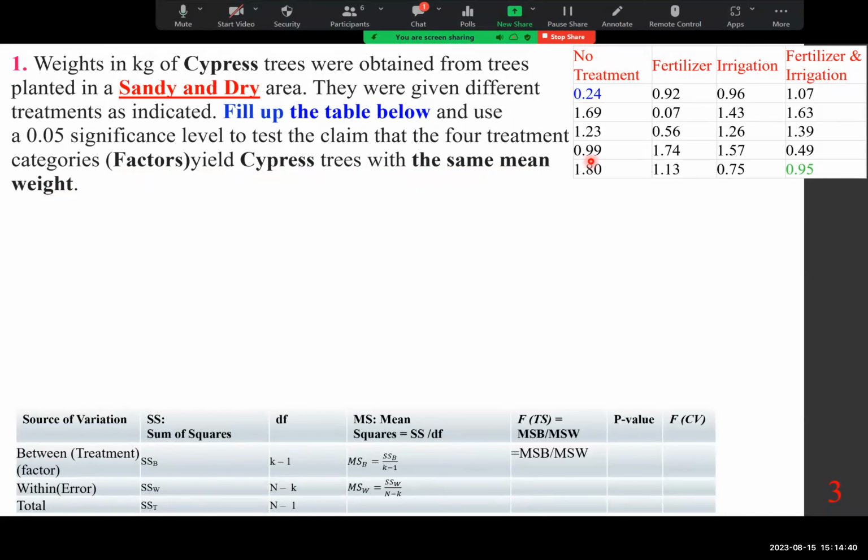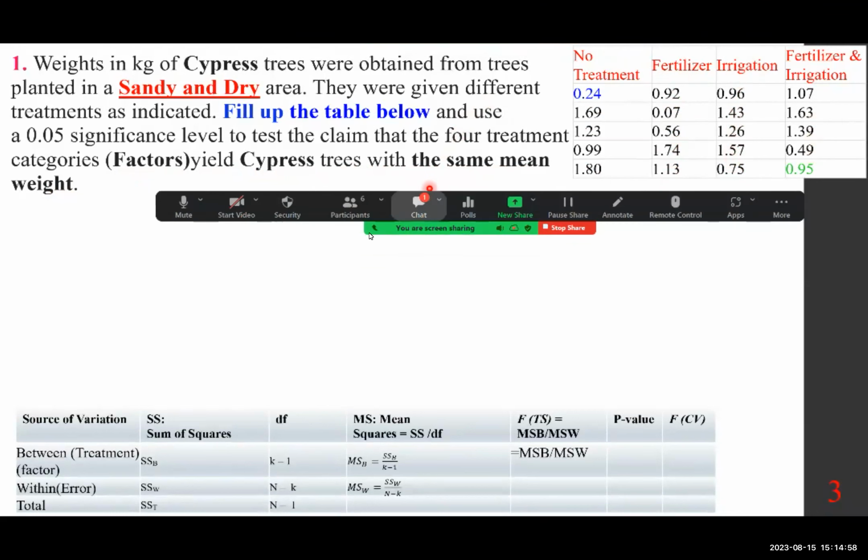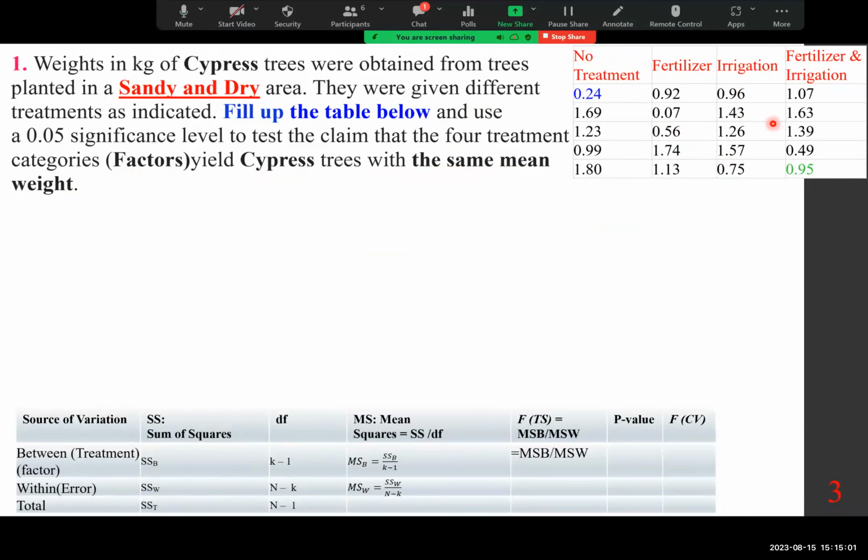Notice we have this group, no treatment. We have this group, we are giving them fertilizers. In this group, irrigation. In this group, both fertilizer and irrigation, and that's why we have four different groups. In essence, four different categories, four treatments. So between them, we want to see what's the difference, and within them. So let's do some preliminary calculation.